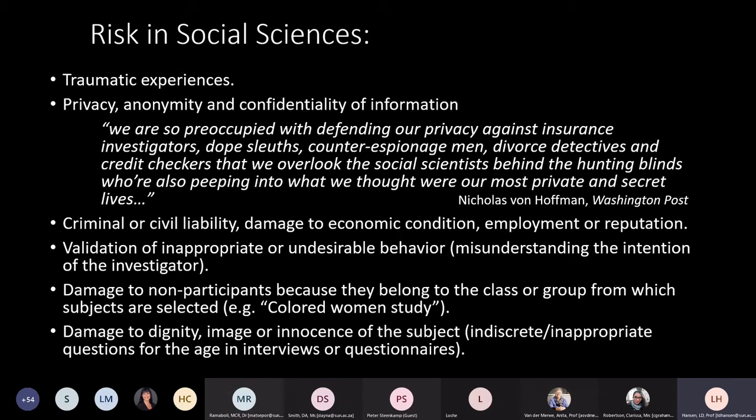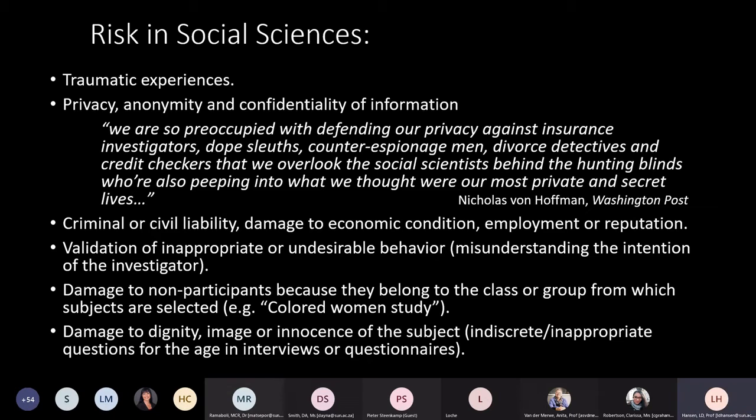And then possible damage to individuals that do not participate directly in an investigation, but because they belong to a class or group from which subjects are selected. And I have to tell none of you, I'm sure, about the so-called colored women study at Stellenbosch University, where exactly this had happened. It had a very traumatic form part of that group.